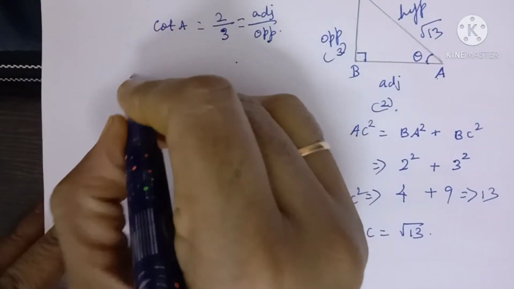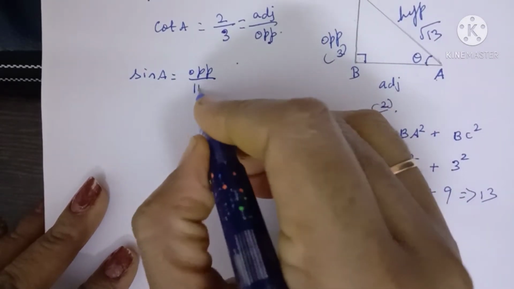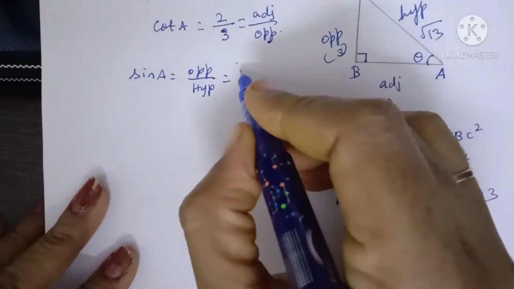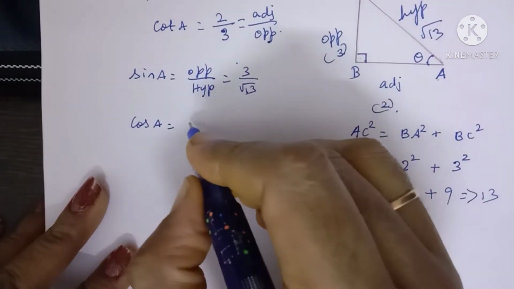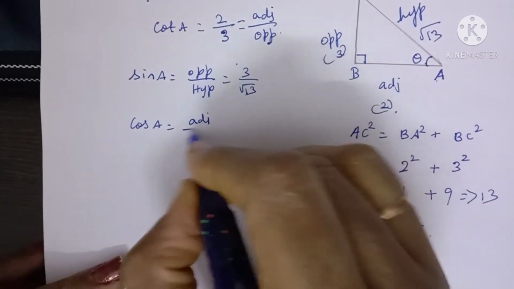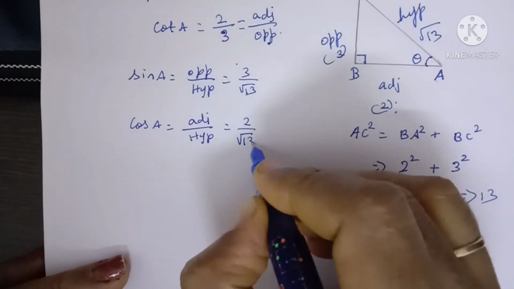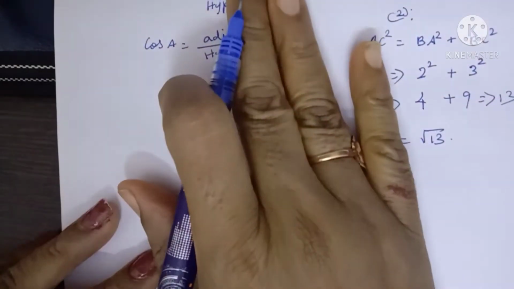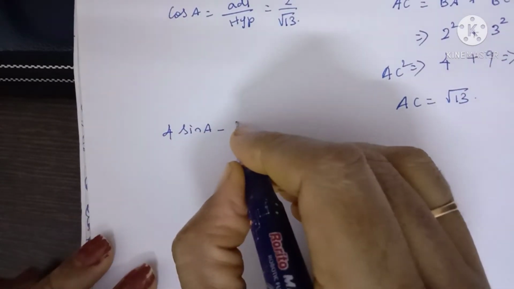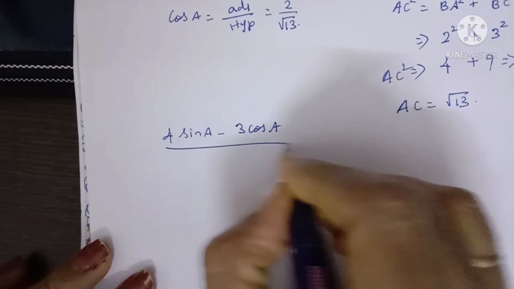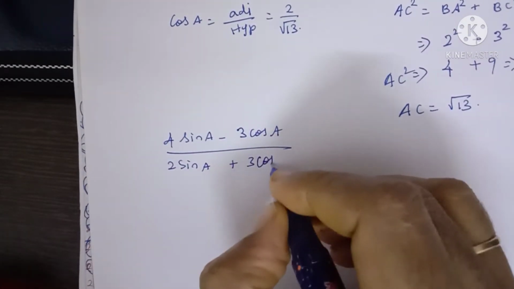Now, find the sin A value. Sin A is opposite by hypotenuse. Opposite is 3, hypotenuse is root 13. And then cos A is equal to adjacent by hypotenuse, which is equal to adjacent is 2, hypotenuse is root 13. Therefore, substitute this value in 4 sin A minus 3 cos A by 2 sin A plus 3 cos A.